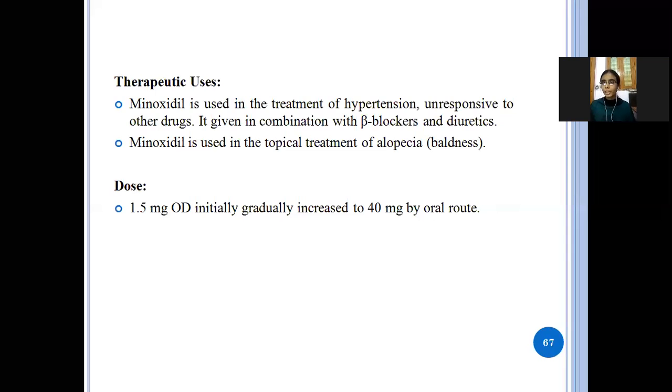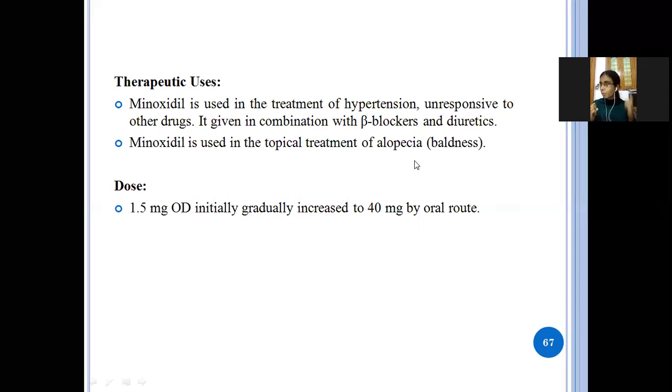Next, therapeutic uses. It is used in the treatment of hypertension, and this drug should be given in combination with beta blockers and diuretics. So this drug should be taken in combination with beta blocker drugs and diuretics for the treatment of hypertension, and also it is used in the treatment of alopecia.